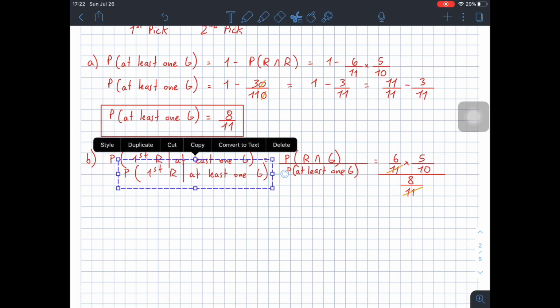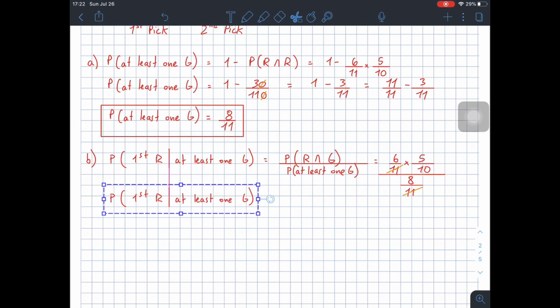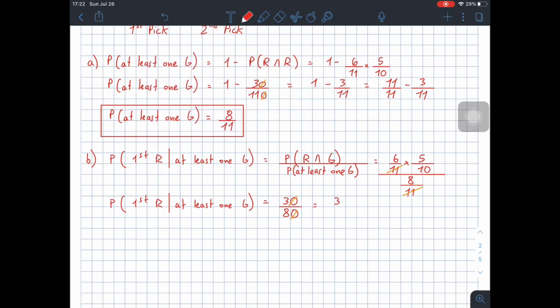I'm going to duplicate. And we're going to say that this is equal to 6 times 5, that's 30, and 8 times 10, that's 80. If we simplify the 0, we're going to get the probability, which would be equal to 3 out of 8. So that's the probability of picking red first, given that I have at least one green. Okay? So that's basically an exercise with tree diagrams without replacement.